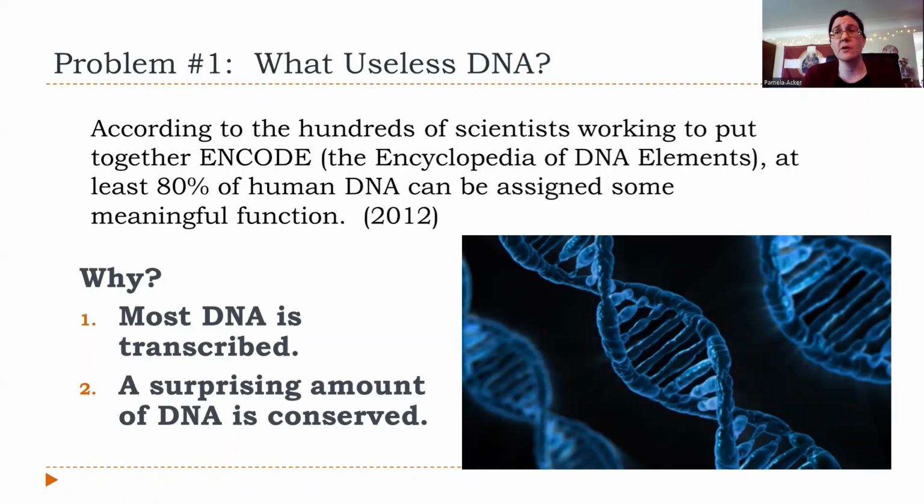Now, how did they figure this out? Well, they looked at 2 things, okay? And these 2 things are understood by all people who support evolutionary biology as being indicative of function. So this is not a creationist point of view. This is a mainstream evolutionary biologist point of view, okay? The 2 things that I'm going to talk about today: that most of this DNA is transcribed, and I'll explain what that means in just a second. And a surprising amount of it is conserved, and I'll explain what that means in just a second too.